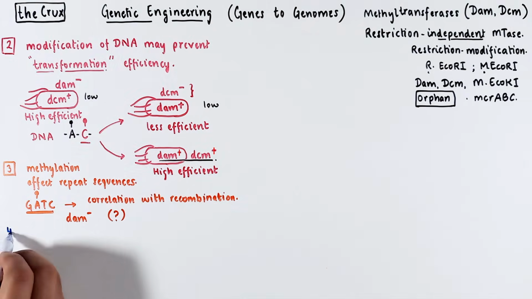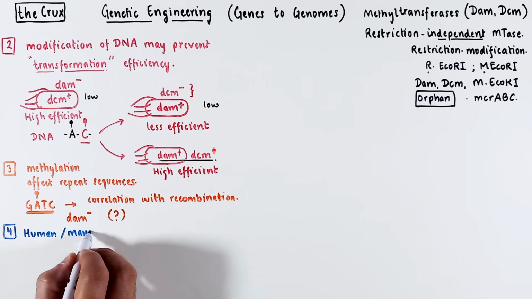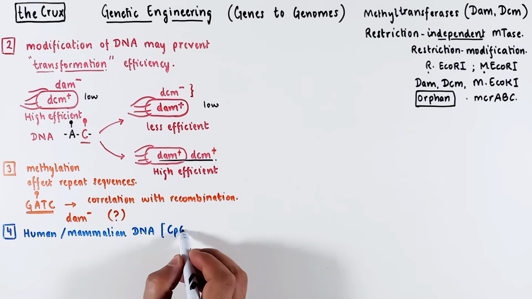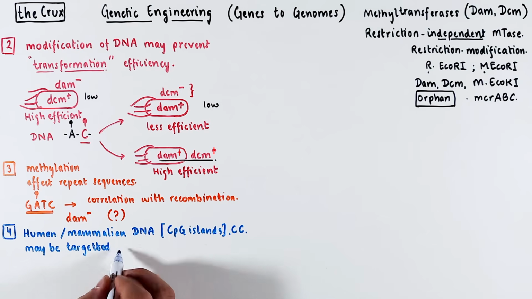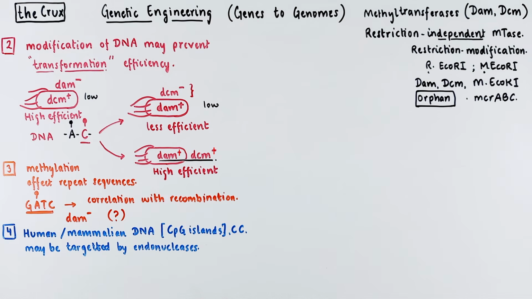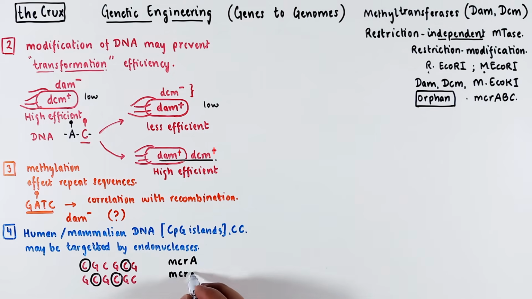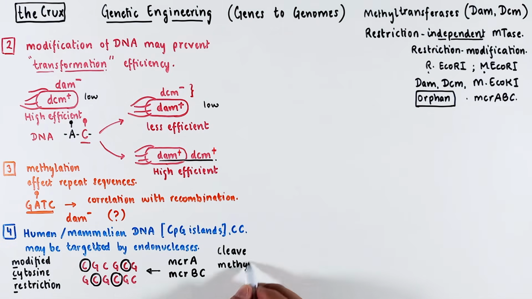Along similar lines is the problem of cloning human or mammalian DNA, which has CpG islands. In bacteria, there are certain specialized restriction enzymes that target modified Cs in a CG or an AG dinucleotide repeat. If you have watched my transcription series, you know that CpG islands in mammalian DNA have their cytosines methylated. And if you inserted this type of DNA in bacteria, certain enzymes from the McrBC family, which stands for modified cytosine restriction, will cleave this methylated DNA.